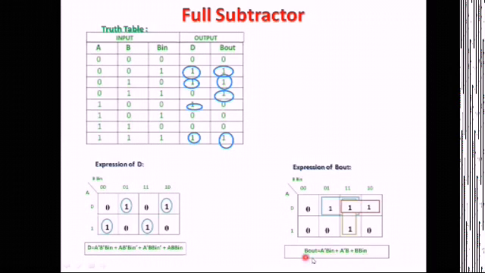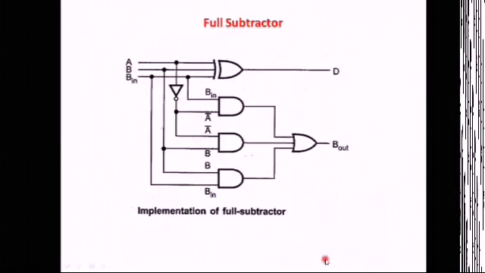So this one is the expression of difference, that is D is equal to A bar B bar B in plus A B bar B in bar plus A bar B B in bar plus A B B in, and B out is equal to A bar B in plus A bar B plus B B in. So next we will draw the logic circuit using these 2 output expressions of D and B out. Let us draw it. Now here we are using A, B and B in.